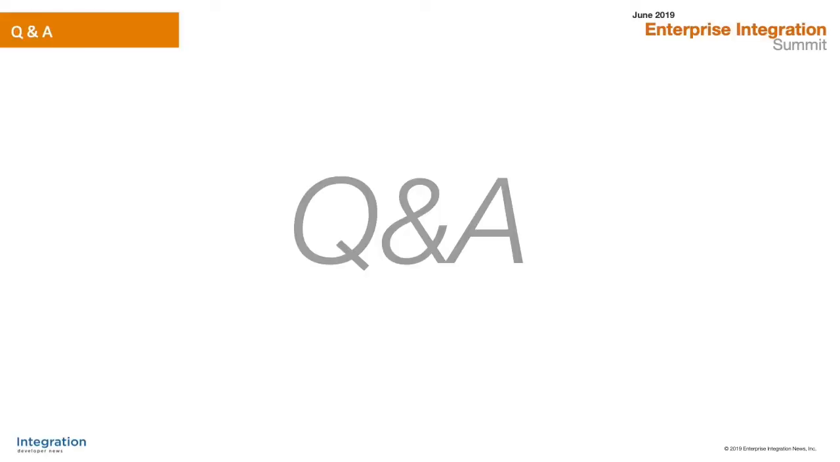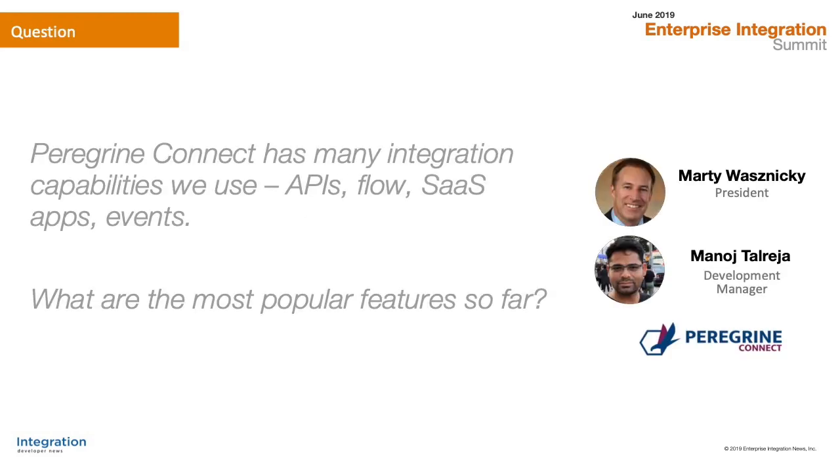Marty, Manoj, thanks very much for a great session. There are a lot of comments and thoughts going on as we look at this exploding hybrid integration platform market. It's certainly a big topic here this morning at the Enterprise Integration Summit. Let's drill into Peregrine Connect as you introduce all these capabilities to your current customers and new ones. There are all these patterns out there: APIs, flows, SaaS integration, if-then triggers in applications, just so many different things.